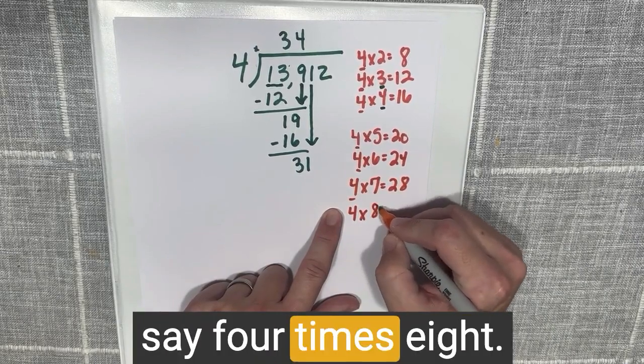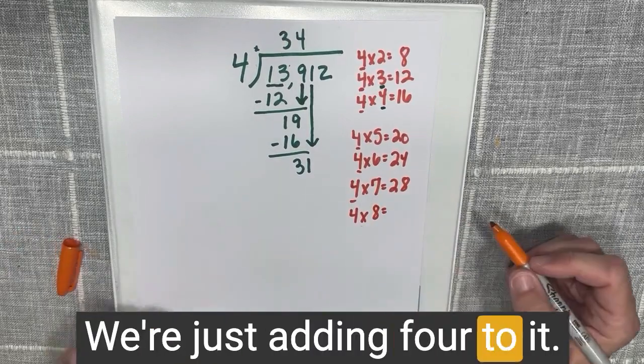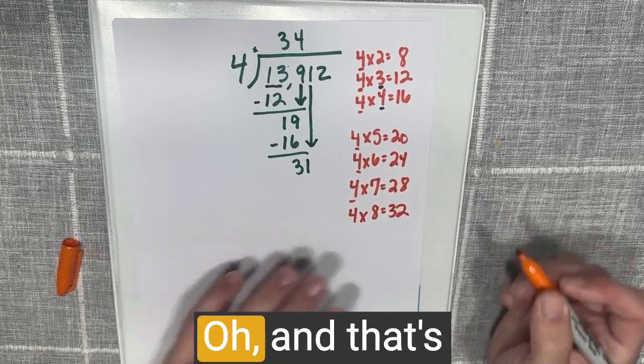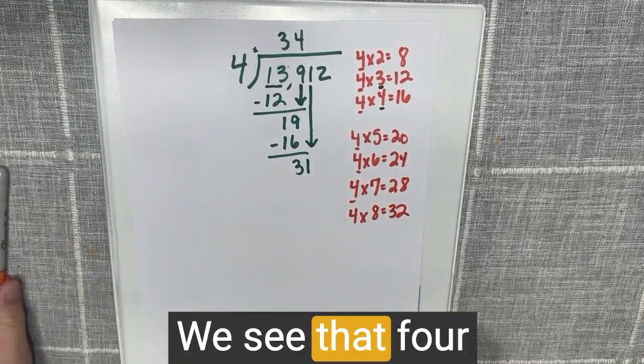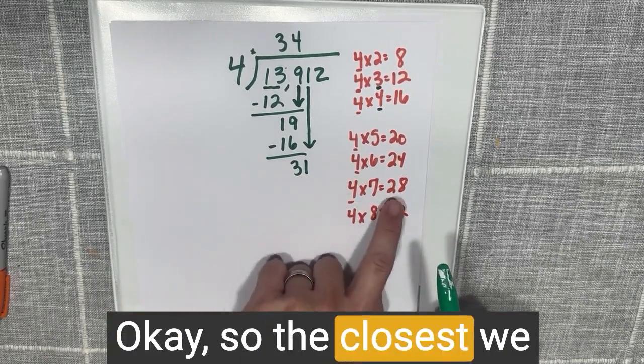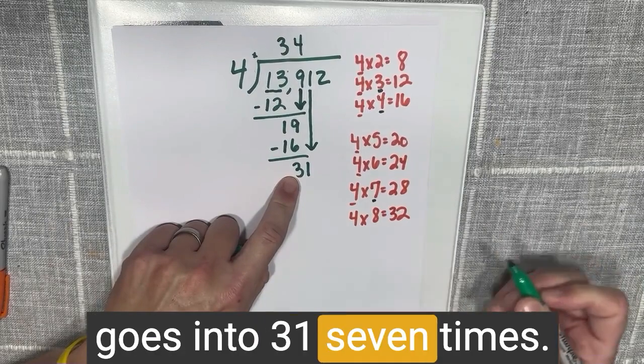So we're going to say 4 times 8. All right, so the previous answer was 28. We're just adding 4 to it. So 29, 30, 31, 32. Oh, and that's what we see, guys. We see that 4 times 8 is 32. That would be too big. Okay, so the closest we can get was 28, which means that 4 goes into 31 7 times.